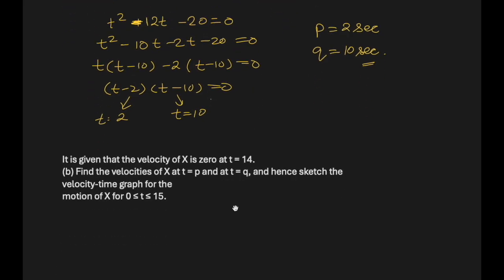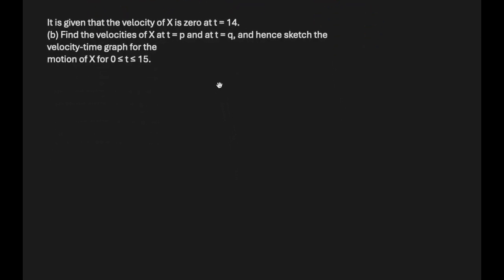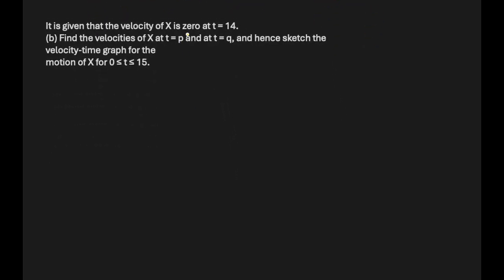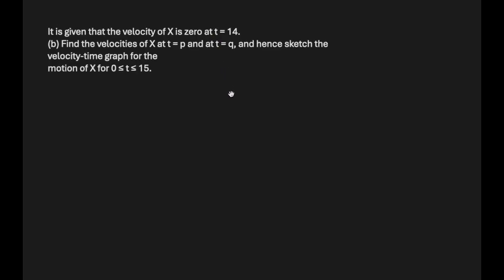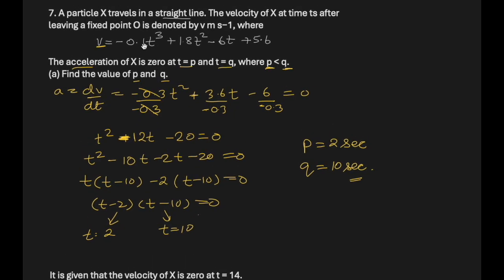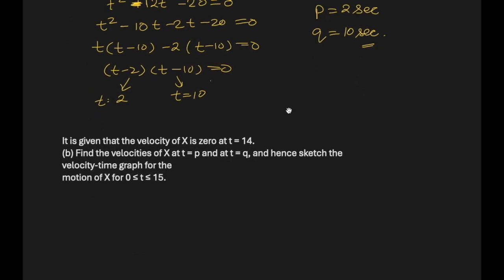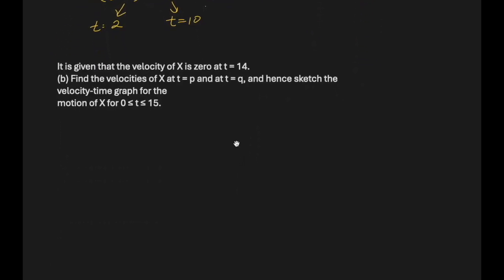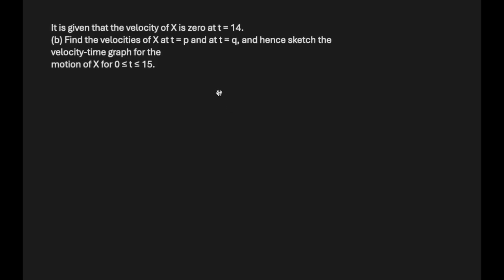What next? It is given that the velocity of x is 0 at t equal to 14. So we can verify this by substituting it in this equation. Just put t equal to 14 and you must get a 0. Since it is given, I'm sure it is 0. Alright. What next? Find the velocities of x at t equal to p, which is 2 seconds, and 10 seconds. And hence sketch the velocity time graph of the motion between 0 to 15 seconds.